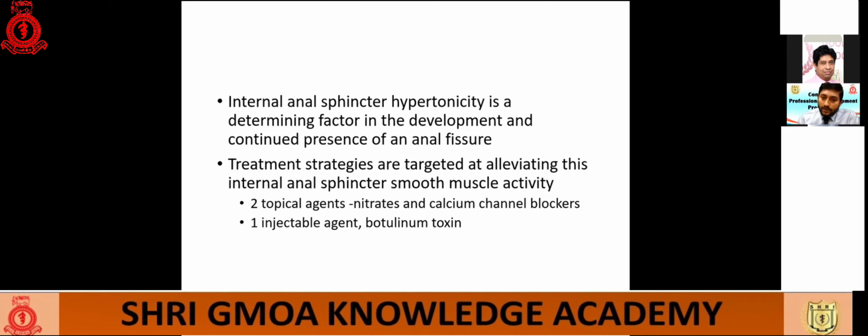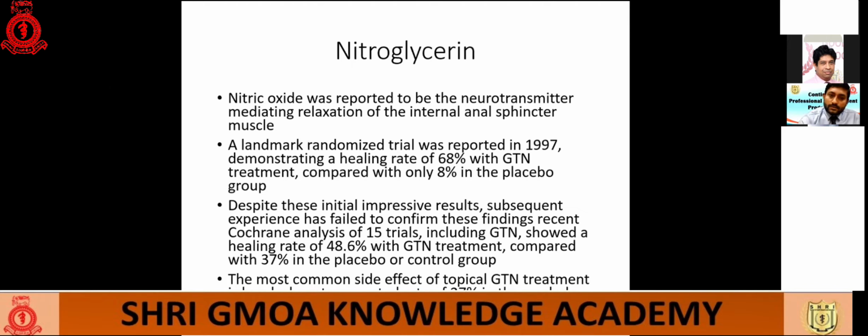So what are the topical agents that can be used for fissures? Mainly we use nitrates and calcium channel blockers, and injectable agents like botulinum toxin can also be used. A bit about GTN, nitroglycerin. Nitric oxide acts as a muscle relaxant, so it relaxes the internal sphincter. There's a landmark trial done in 1997. They compared GTN alone with placebo and showed it was about 70% successful. But later studies say that GTN is not that successful.